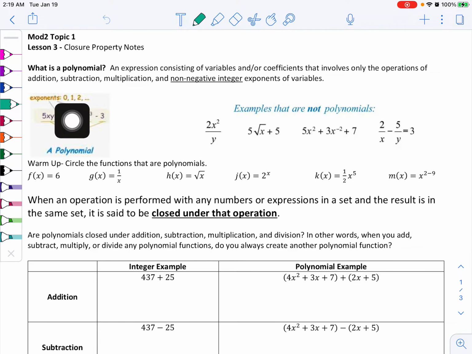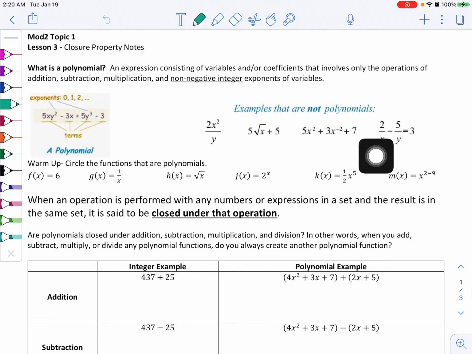So you want to make sure that you're using exponents of 0, 1, 2, 3, 4, non-negative integers. Each term is separated by either addition or subtraction. And inside each term, you can have multiplication. It is totally okay to just have a number. We talked about those constants. Constant is considered part of an expression.